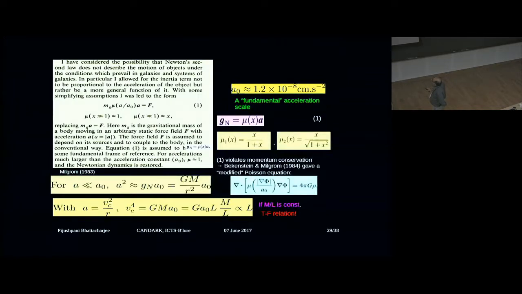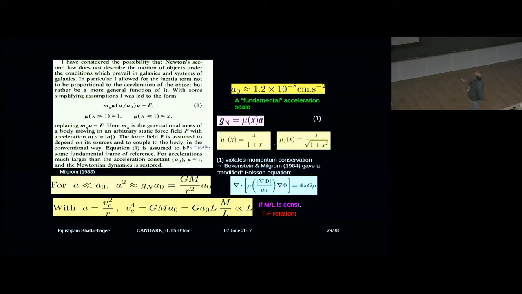So rather, what he modifies: for a given force, if A is the actual acceleration produced, it is not this, but there is another modification term, mu of A over A0. A0 is a fundamental acceleration constant, about 1.2 times 10 to the minus 8, such that for x equal to A by A0 large, mu goes to unity, so you reproduce Newton's law. But for very low x, mu is proportional to x. So that's his modification. Here the gravitational force field is assumed to be this. Basically, Newtonian gravity is nothing but this mu times A, the inertial acceleration produced by the force. So he proposes this relation.